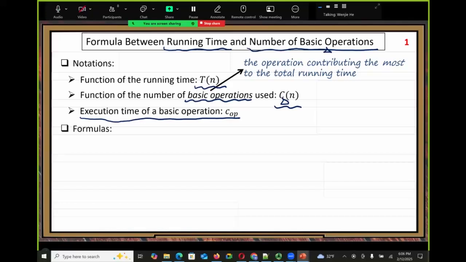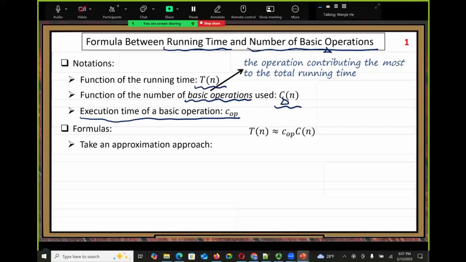Then we get an approximate formula connecting these two functions. That is, T of n, the total running time for the whole algorithm, approximately equals the little constant c op times the number of basic operations. Not exactly the same, but approximately the same.